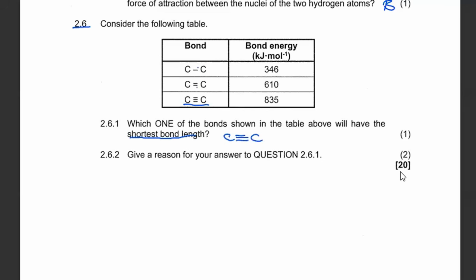Remember we defined bond energy as the energy needed to break one mole of a compound's molecule into separate atoms. You'll find that more energy is required for this one, so it means they are closest together. The triple bond is tighter than the other one, so more energy is going to be required to overcome it. Then they say, give a reason for your answer to question 2.6. So the reason behind it is higher bond energy.